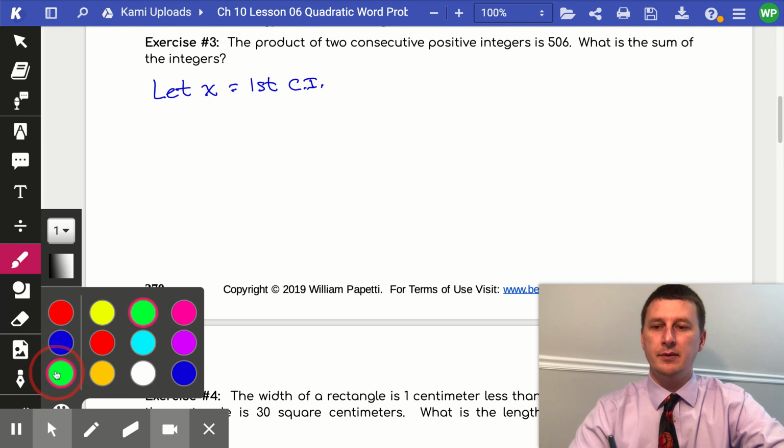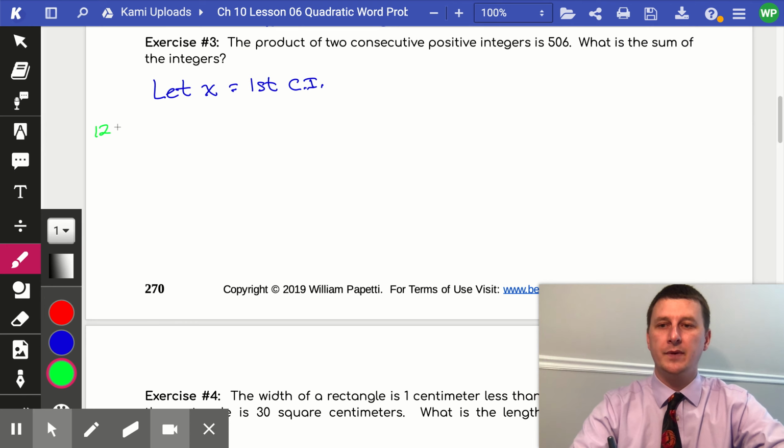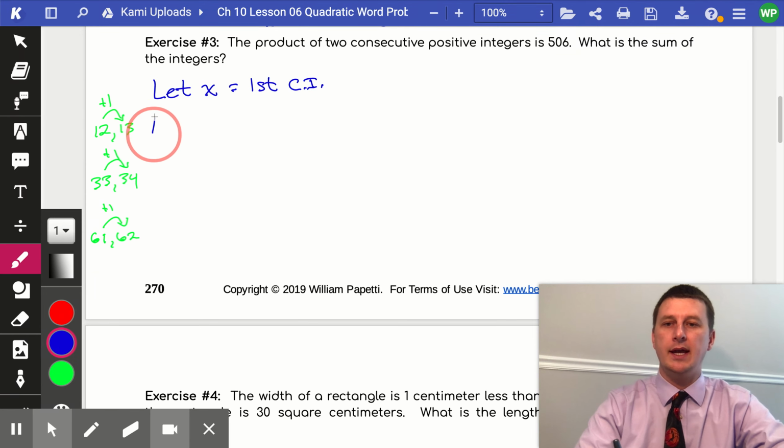Well, let's think about other numbers. We have any number, 12. How do you get to the next number? Oh, 13. And 33. What's the next number? 34. And 61. The next number would be 62. So for all of these numbers, what operation that's exactly the same would get you from one to the next? Well, let's see. What if we added 1 to each of these numbers? So since we add 1 to get to our next consecutive integer, we're going to add 1 to x to get to our next consecutive integer. So we're going to let x plus 1 equal our second consecutive integer.